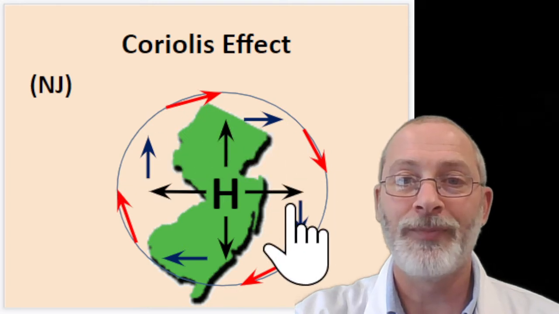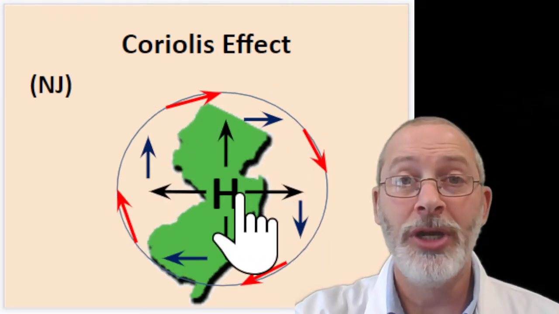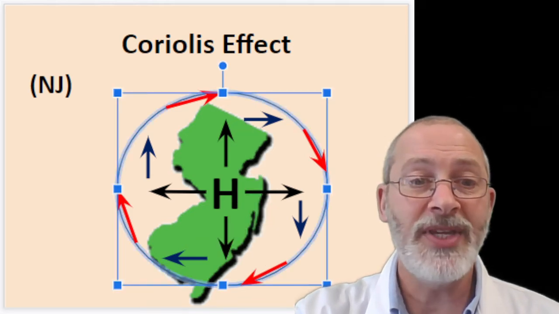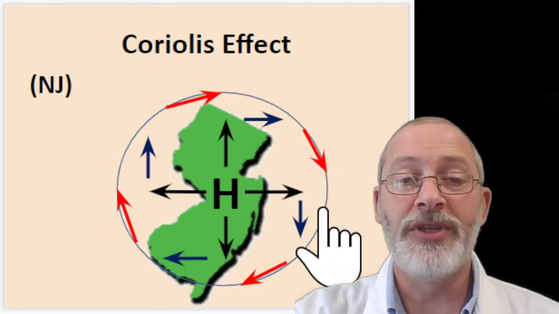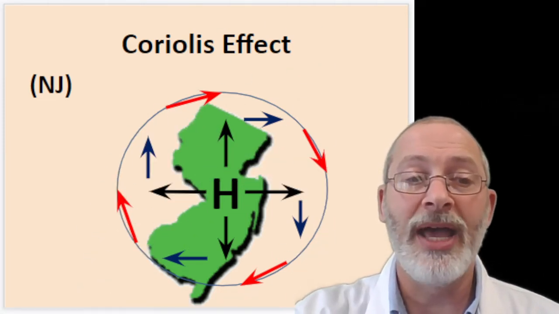Check it out. See the arrows? So high pressure, northern hemisphere, air flows out from the center, shifted to the right, and it produces a clockwise direction. Now, let's look at this picture here.